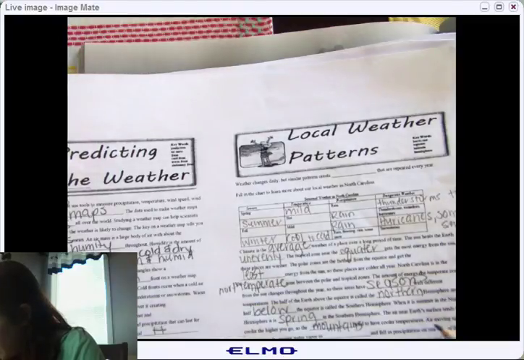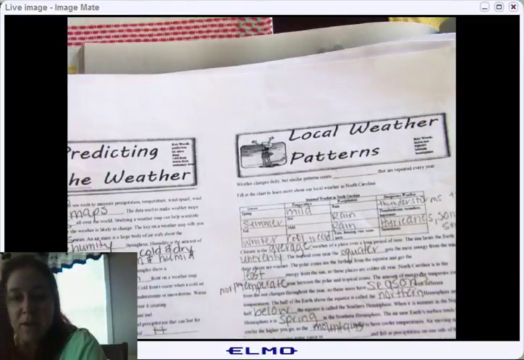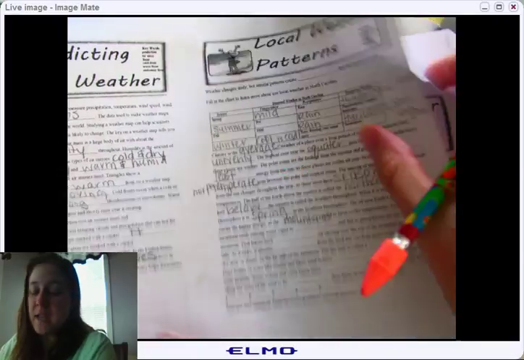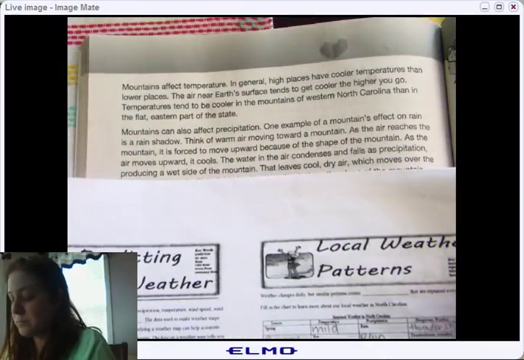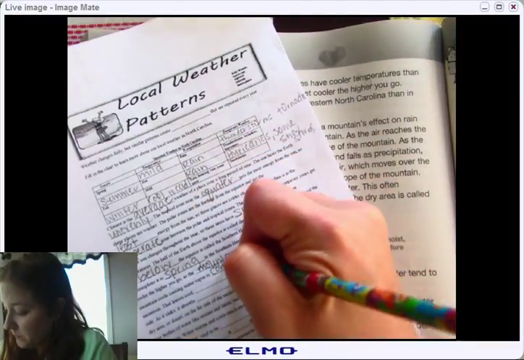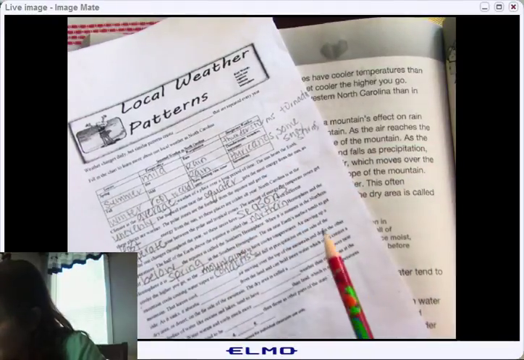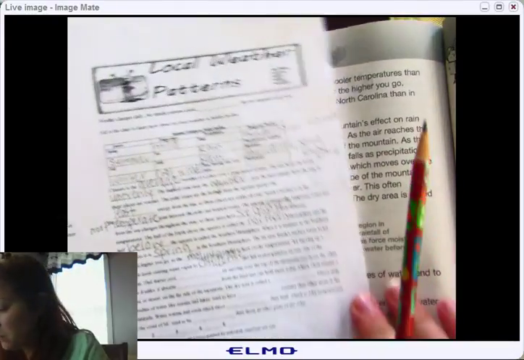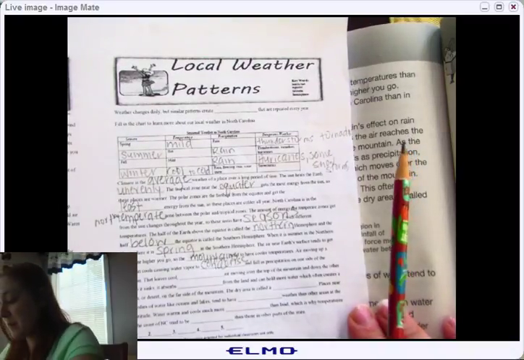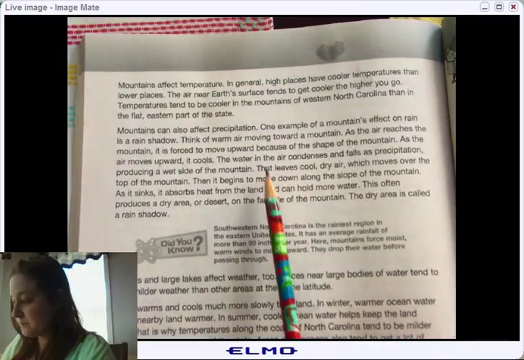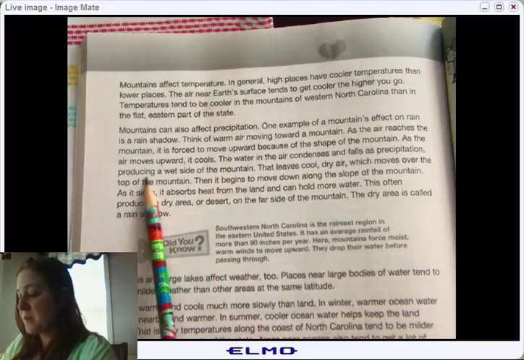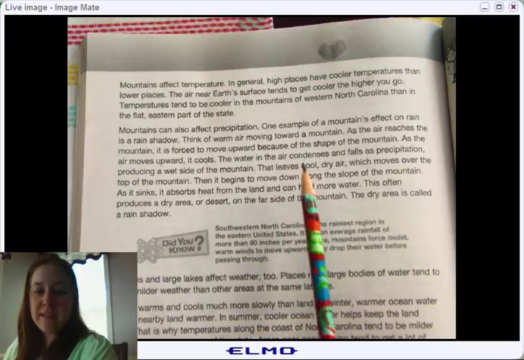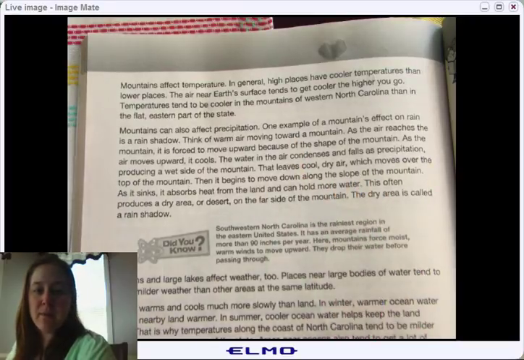So right here, air moving up the mountain cools, causing water vapor to, what did we say it was? The water vapor is going to do what? See it? Condense and fall as precipitation on the side of the mountain. That leaves cool, blank air moving over the top of the mountain. So as air condenses, precipitation falls and makes the wet side of the mountain. That leaves cool, dry air, which moves over the top of the mountain.